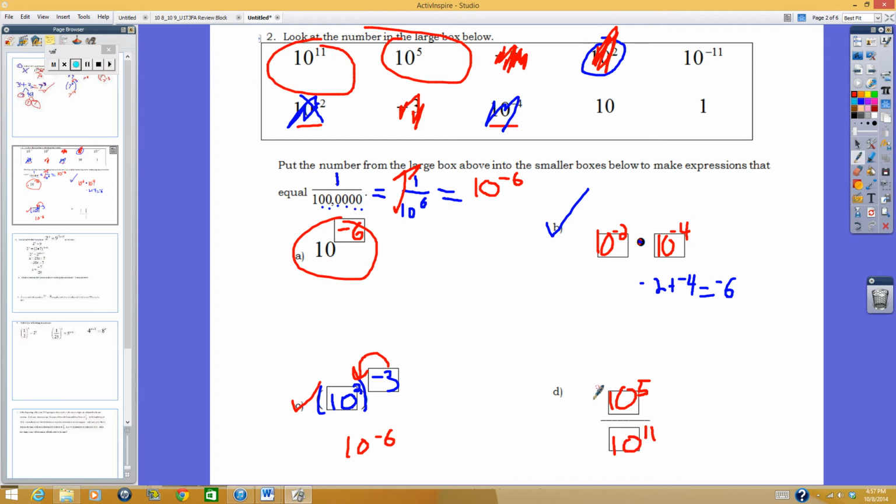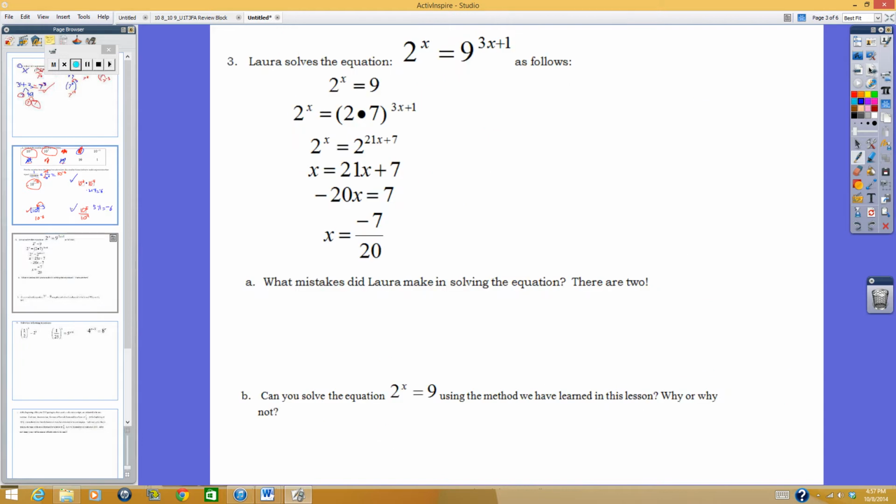And I know I'm flying through this, but this is kind of a review. So hopefully you've already tried this on your own. If you subtract these, right? Because you're dividing. 5 minus 11 equals negative 6. So that works. Alright, hopefully that is cool. Moving on. Bam! Number 3.